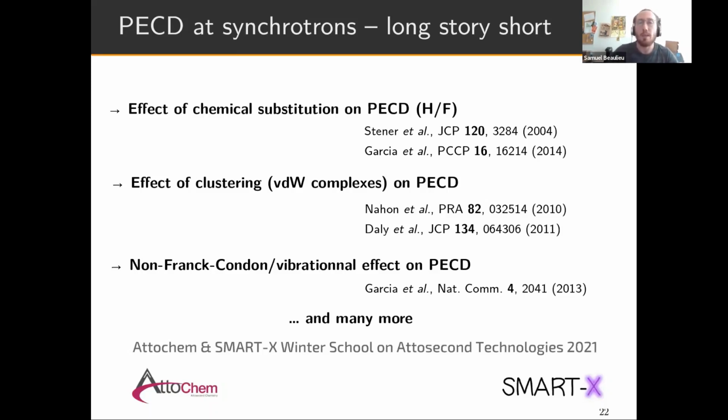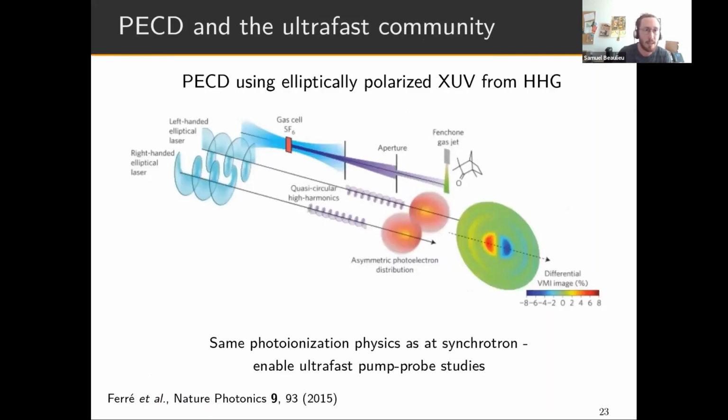So at this point of the talk, this is why I've put the logo of the conference. You might wonder, why am I talking about this? Because everything that I've talked about up to now is only static experiments. And in the next few slides, I'll show you two major breakthroughs that brought PECD into the spotlight of our community. So why it is interesting for the ultrafast science community is the next topic.